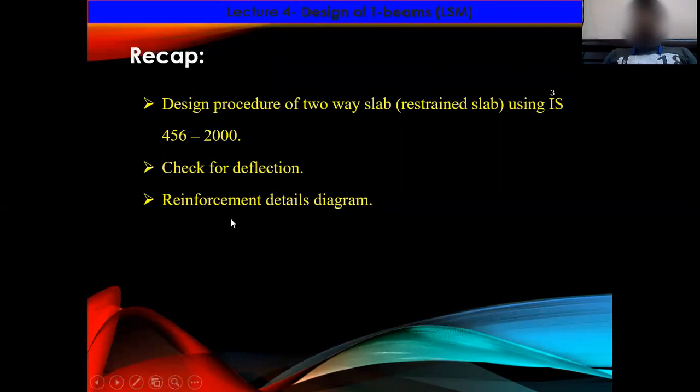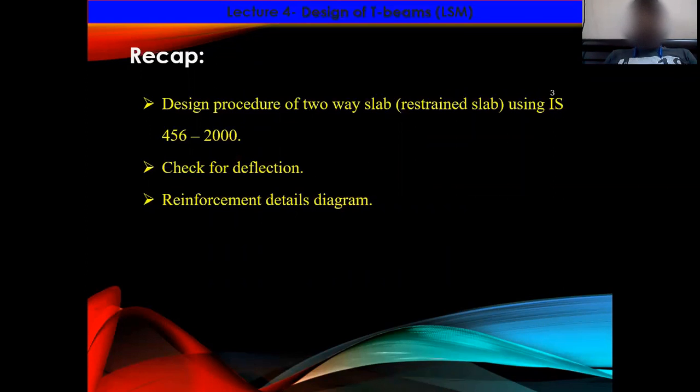Before going to start today's lecture, let's just rewind what we discussed in last classes. Till now, we have discussed what is meant by limit state method and what are the different provisions of limit state method, how to consider the loads and everything. And later we designed singly reinforced beams as well as doubly reinforced. And in last class we discussed the design of slabs as per IS 456 2000.